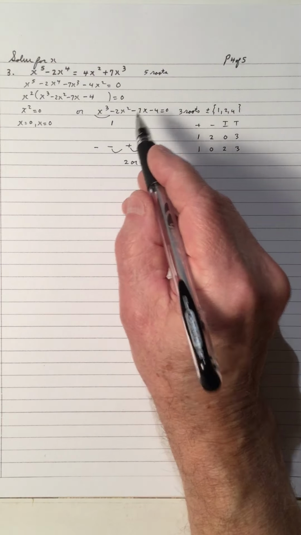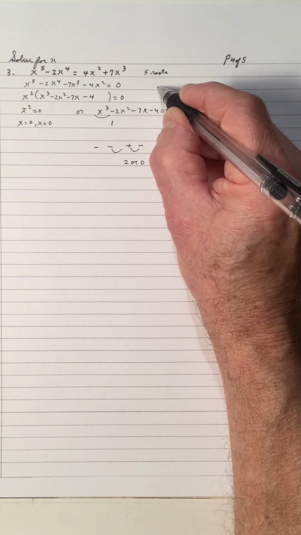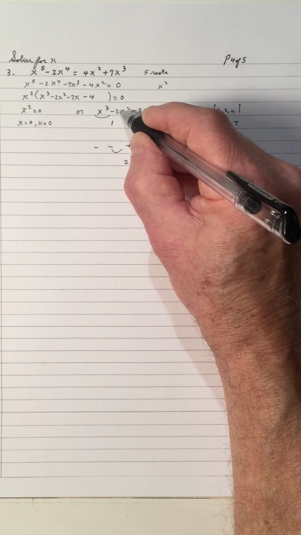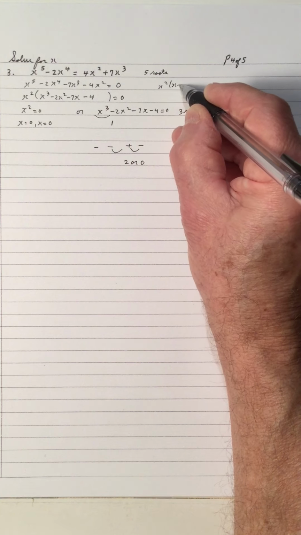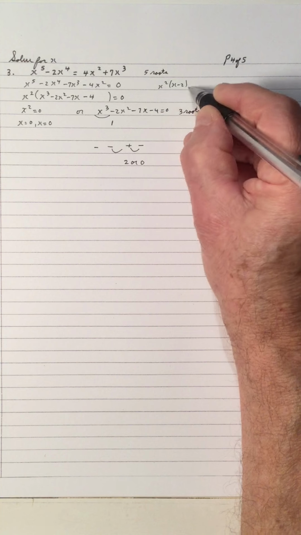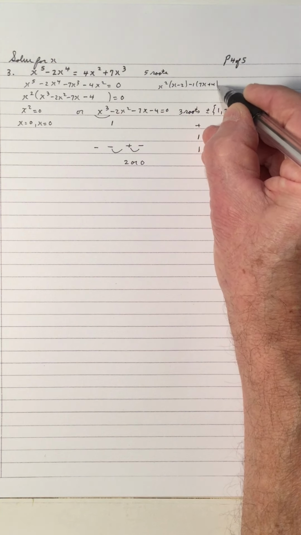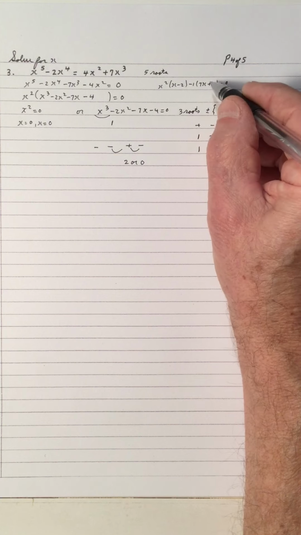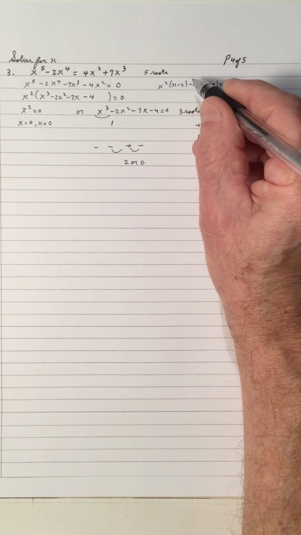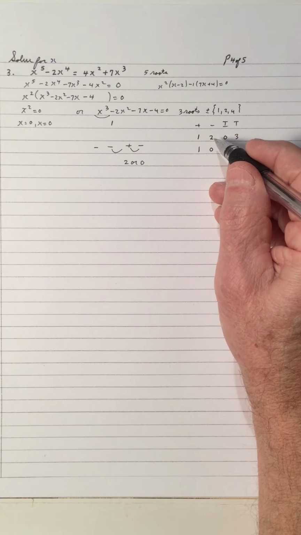We can try what we call grouping. If you take an x squared out of the first 2 terms here, you get x minus 2. But if you take a negative 1 out of here, you'll get 7x plus 4. Grouping doesn't work because these 2 binomials are not the same. So I have to go and find a positive root.